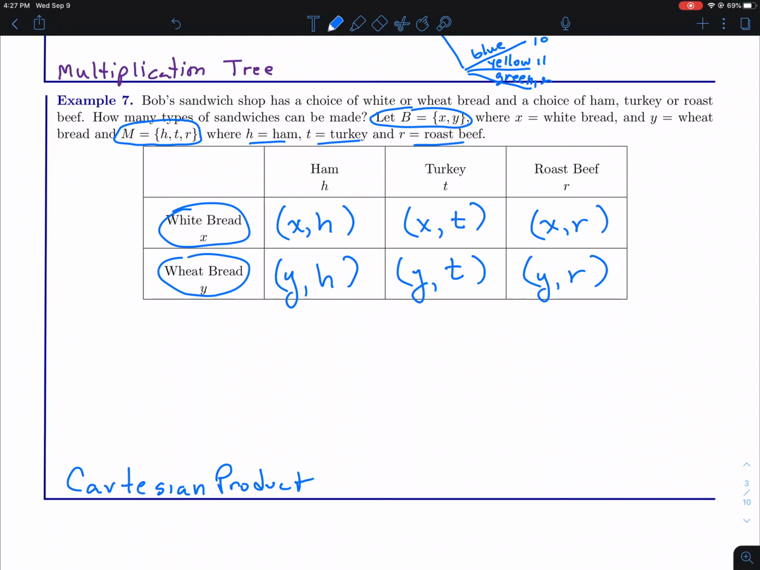So again, just like we did with the multiplication tree, now we just want to go through and kind of count each little box. So in this case, we've got 1 type of sandwich, 2 types of sandwiches, 3, 4, 5, and 6. So it looks like you've got 6 choices of sandwiches at Bob's Sandwich Shop, in that case.